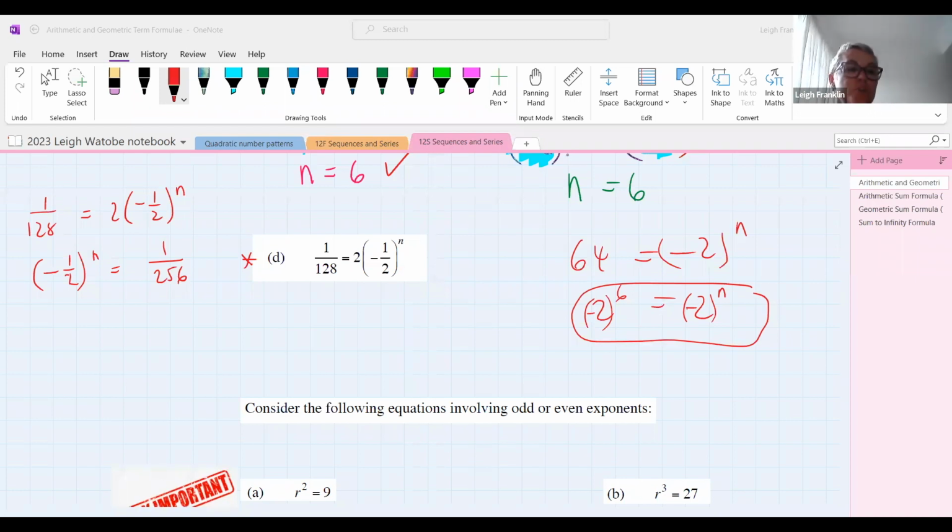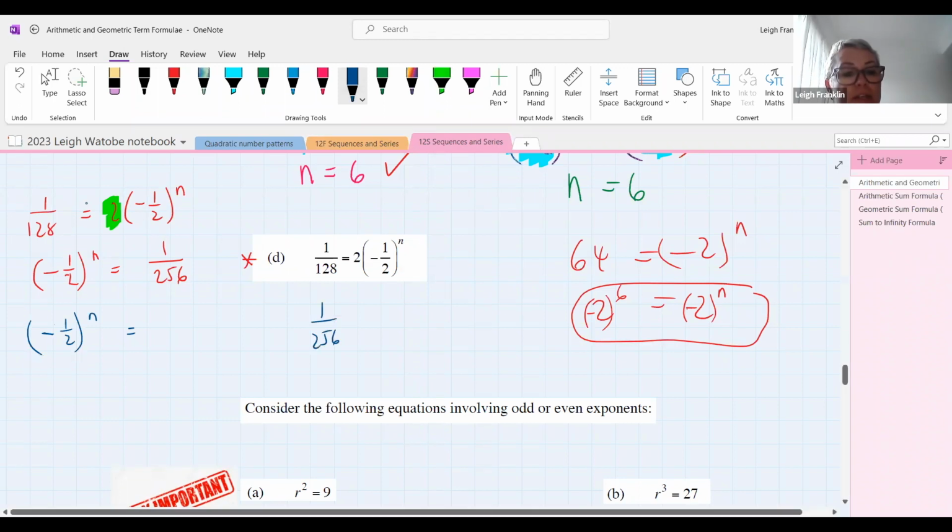So the first thing that you need to do, Ayanda, remember you want to isolate the base. So the first thing that you need to do is divide by 2 on both sides. Okay, after I've divided by 2 on both sides, I now want to make my bases the same. So now on the left, I've got -1/2 to the n. And on the right-hand side, I need to work out what 1/256 equals -1/2 to the power of, and then I've got to work out what that exponent is.